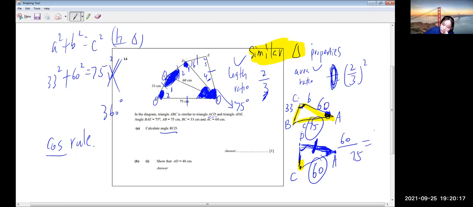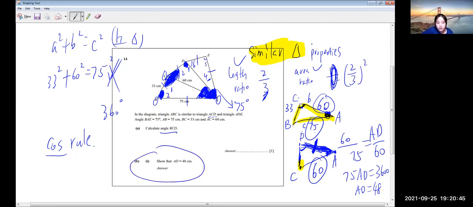So they want to find AD, right? So you need 60 over this. Then AD is here. AD, I don't know, so I need to find AD over the 60. So 75 AD is equal to 3600. Then AD is equal to, can you help me out? 48. Yeah. I hope you can do the part 2. Can you do the part 2?